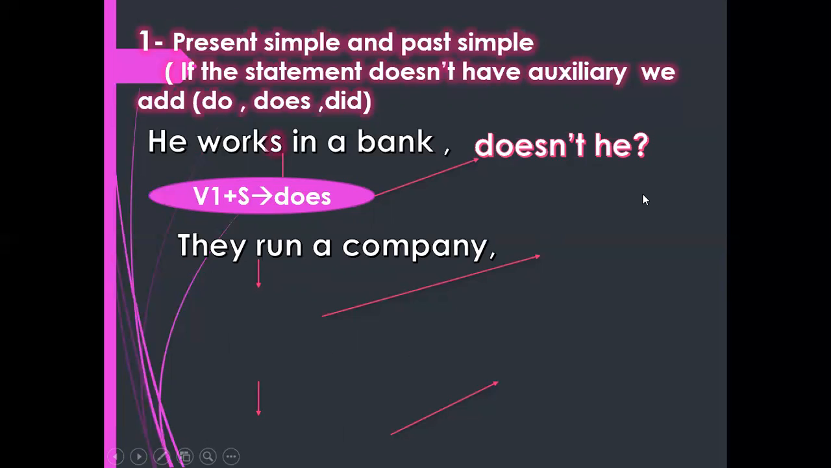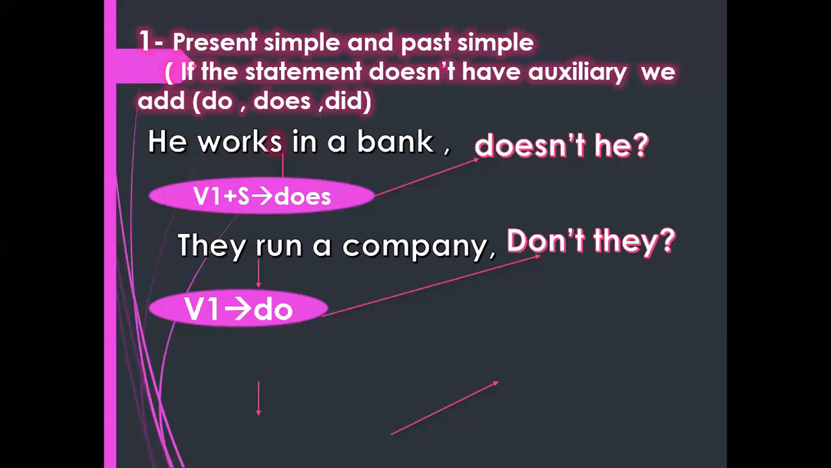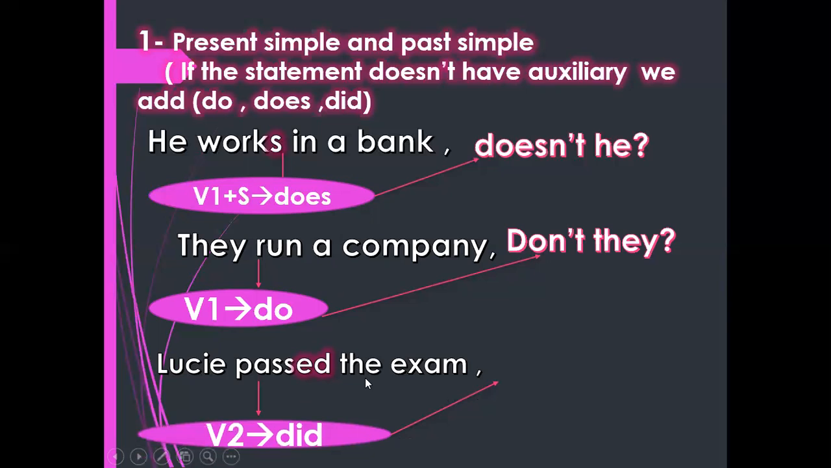Another sentence. They run a company. Here we have verb one. If you have verb one and the subject is plural, you are going to use the helping verb do. So don't they? The third one, Lucy passed the exam. Here we have a simple past tense, verb two. So if you have verb two, you are going to use did. So the question tag will be didn't she?